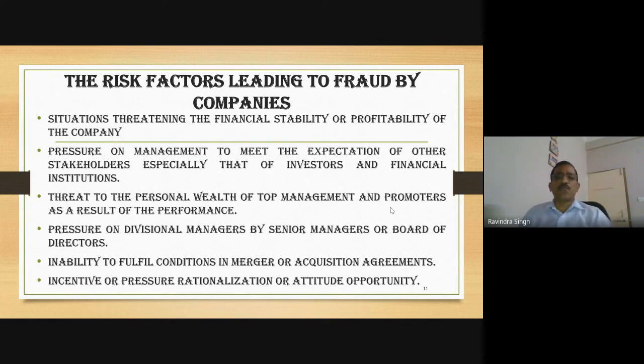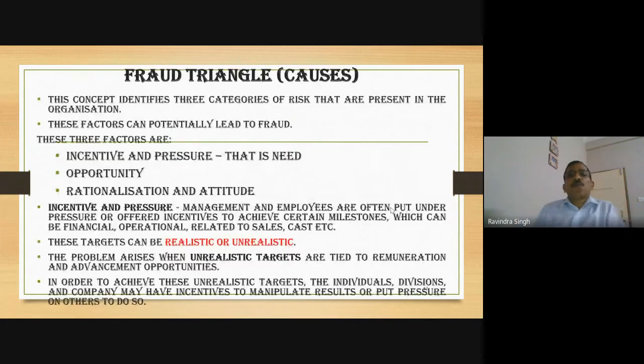Threat to the personal wealth of top management and promoters as a result of the performance. Pressure on divisional managers by senior managers or the board of directors. Inability to fulfill conditions in merger or acquisition agreements. And incentive or pressure, rationalization or attitude, opportunity. These are the factors which make a company go for fraud. Companies, not the employee. Fraud triangle.